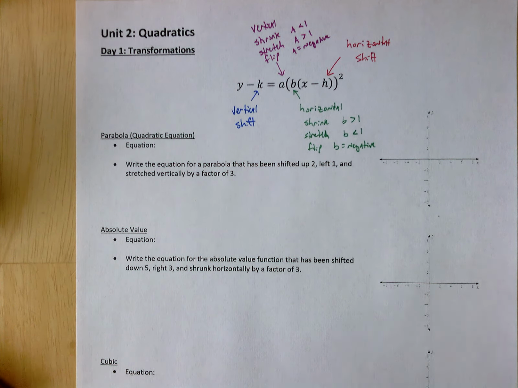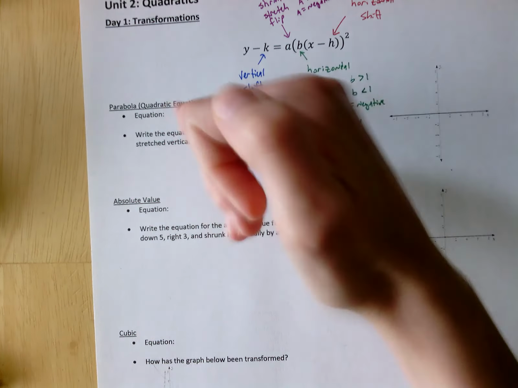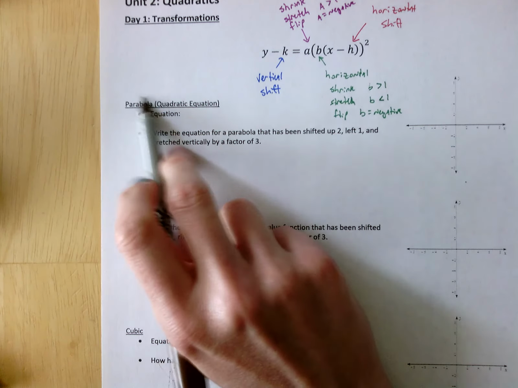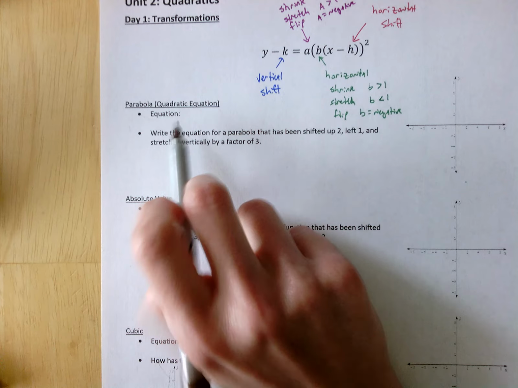All right, so let's look at how we actually use these in some equations. So first off, we're going to talk about 4 basic shape graphs. So 4 parent functions is what they're called. The first one is the parabola. That's the name of the shape. It's a quadratic equation, so you'll hear both of those words.